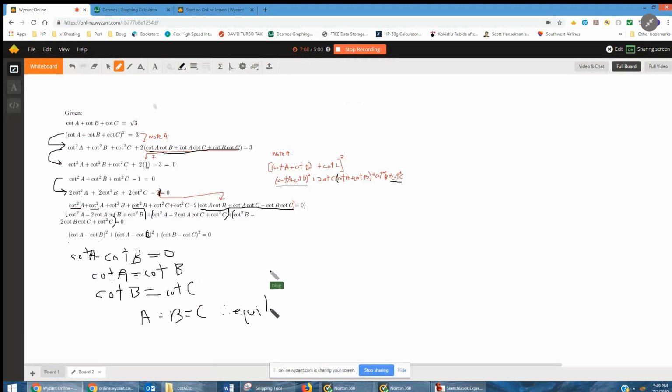This problem is sometimes presented as an if and only if problem, which means if it's equilateral, then this statement is true also. Well, that's really easy to prove because each angle is 60. The cotangent of 60 added together 3 times will give you radical 3. So QED. We're done.